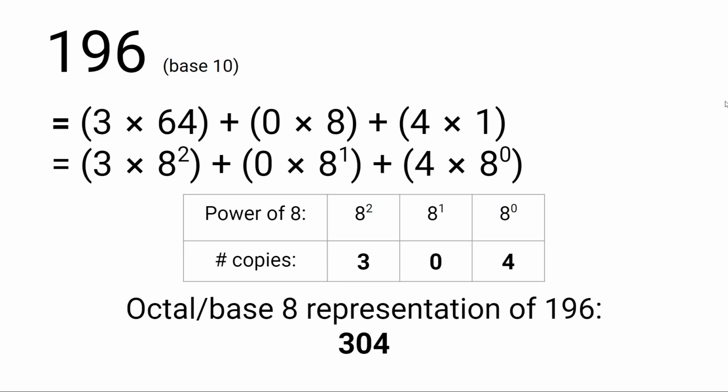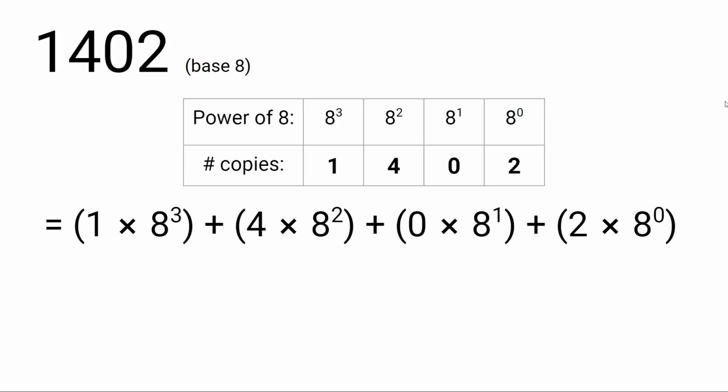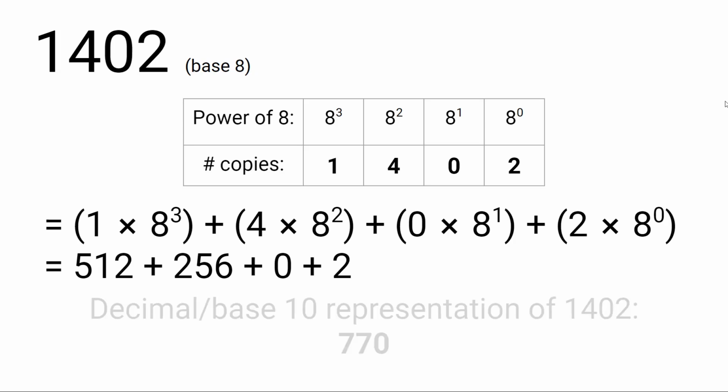Likewise, let's say we have 1402 that's represented in base 8. What is this number in base 10? Just like with binary, converting from octal to decimal is easy. Just count up the powers of 8. 1402 is 1 times 8 to the third, plus 4 times 8 to the second, plus 0 times 8 to the first, plus 2 times 8 to the 0, and that equals 770.